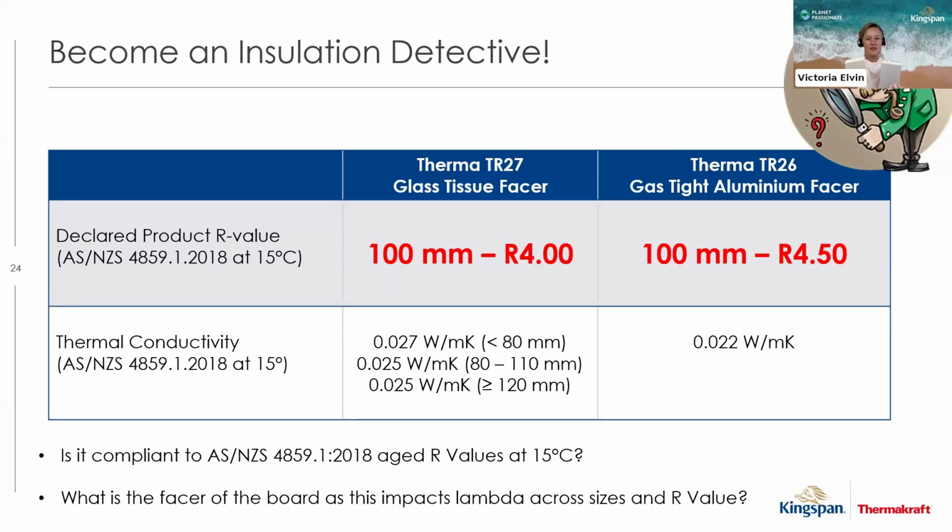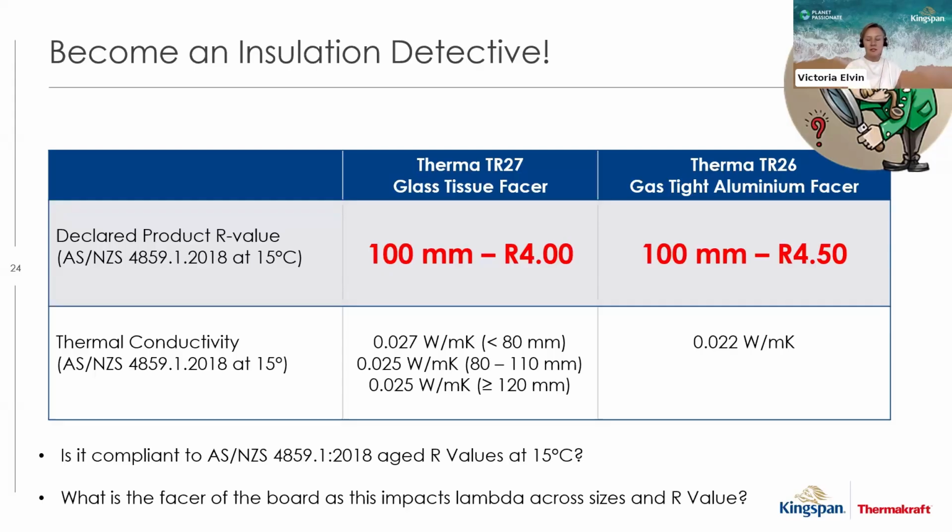Gosh, well, why is that different? It's the way that the gas-tight aluminium facer contains the gas within the board and provides the same lambda across all thicknesses. A glass tissue board will have a different lambda for different thicknesses. Now, that's the key thing that I want you to remember there, but I'm also going to talk about the testing of this product. In New Zealand, we have to report our insulation to Australia New Zealand Standard 4859.1:2018 at 15 degrees. At 15 degrees, it means that that insulation has been tested for New Zealand temperatures, and these boards will perform differently at different temperatures.